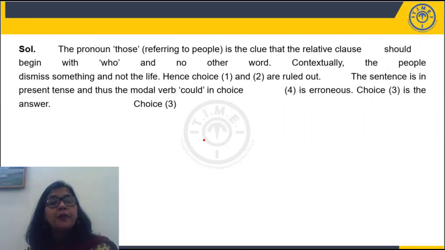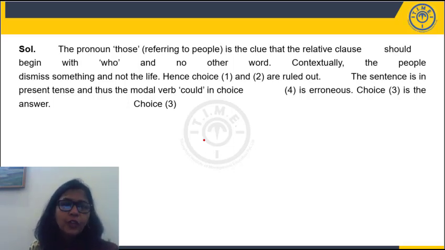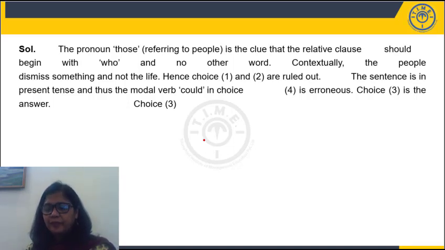Those refers to people, therefore we need who after that as a pronoun. Contextually, the people dismiss something and not the life. Hence 1 and 2 are ruled out. Yes, sentence is in present tense, hence the modal could is not appropriate here. If you practice enough, the grammar questions you can answer accurately and very fast too.